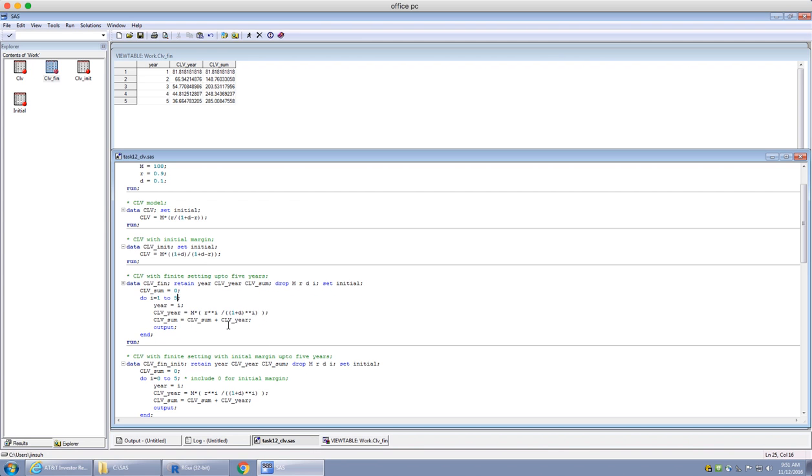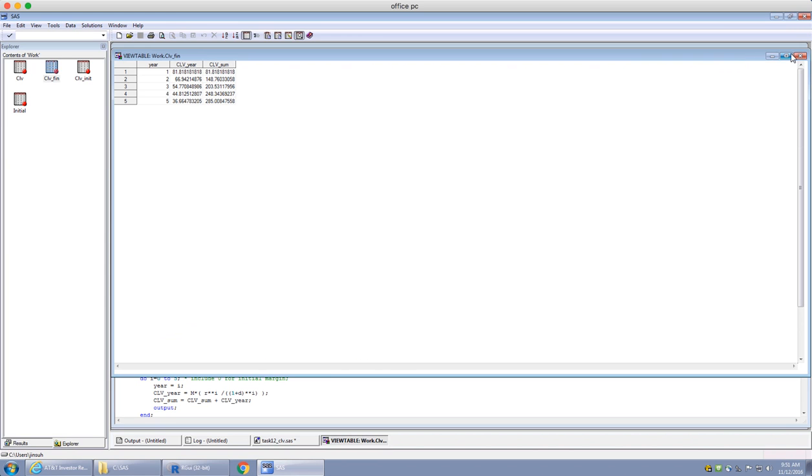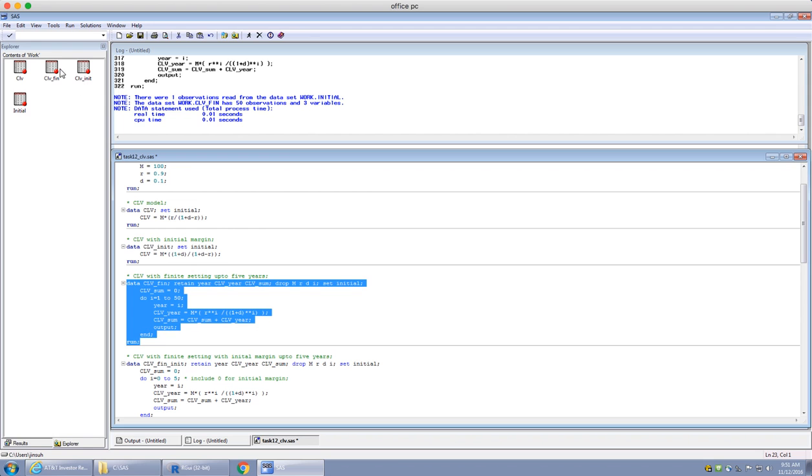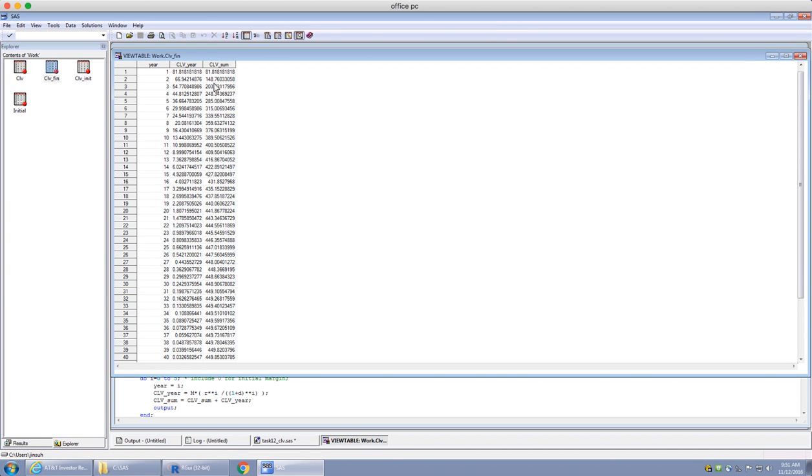Now you can obviously change this to a different value. For example, rather than 5 years, let's say 50 years. That is very close to the infinite case, but let's see what happens. I'm just going to close this window first. If I run it for 50 years, let's see what happens to my CLV finite. This is all the CLV sums that I get by year.